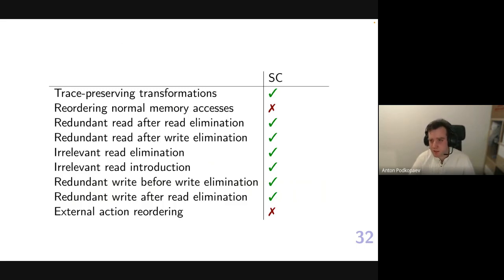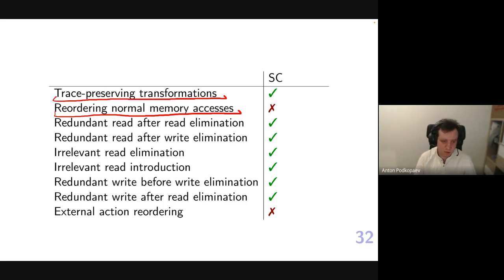But still, sequential consistency allows many compiler optimizations, as you may see in this table. For example, if your compiler optimization does not change the order of memory accesses, or it is a so-called trace-preserving transformation, then it's fine in sequential consistency. Although reordering of normal memory accesses, as we saw, is unsound in sequential consistency.